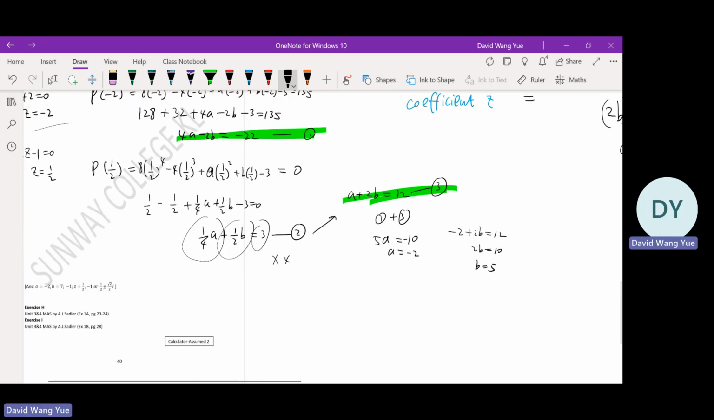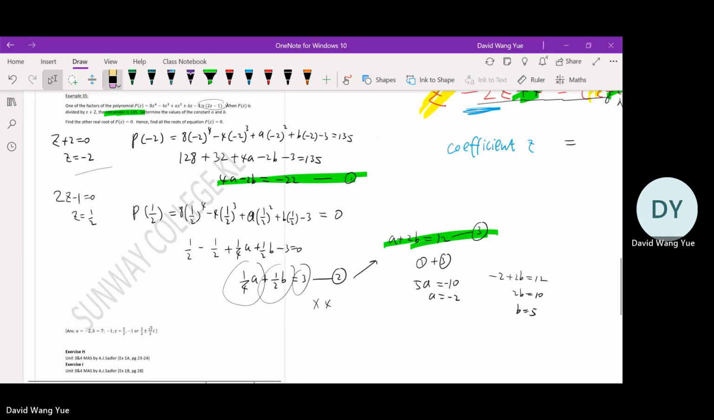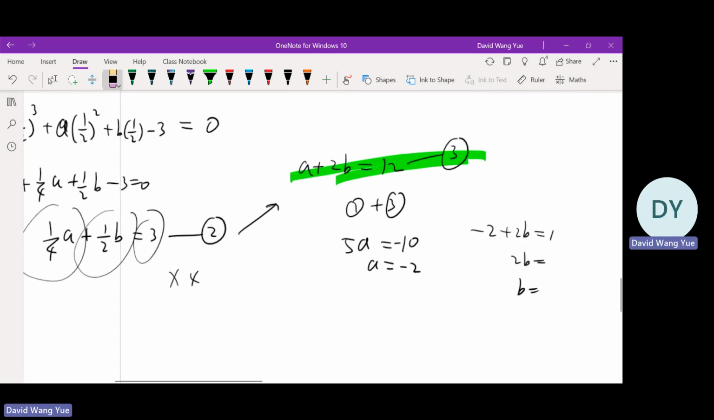So A should be negative 2. Made a mistake here, I think I'm too tired. 12, so this is 12 plus 2, so it's 14. 2B is 14, so B is 7. Okay? Yeah. So A is negative 2, B equals 7.